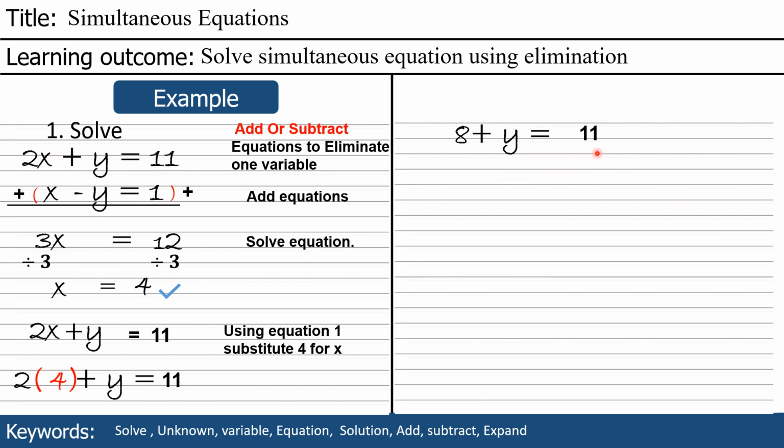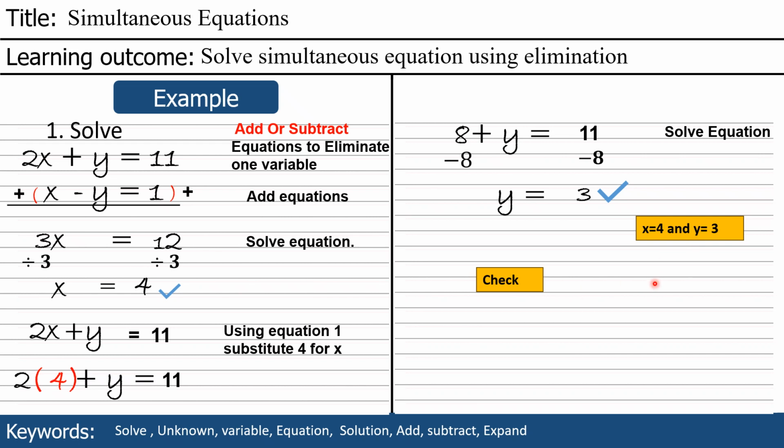Stay with us here. The reverse of adding 8 is subtracting 8. So we subtract 8 on the left hand side of the equation. We subtract 8 on the right hand side of the equation. So now we have y equals 11 subtract 8, and that is 3. So now we have x equals 4 when y equals 3. So that's our solution. X is 4 when y is 3.